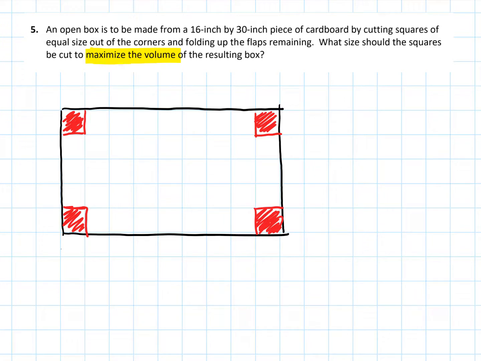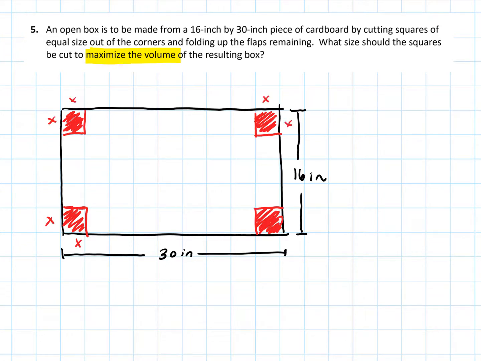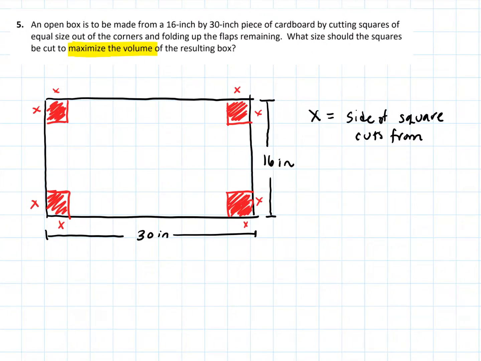So first of all, this piece of cardboard that we're going to use to make the box is 30 inches wide and a height of 16 inches in this direction, based on the way I drew it. And we're going to make these little cuts. And so this length that we're going to cut right here, I'm going to call X. So out of each corner, I am going to cut X. So getting myself started defining some variables here. X is going to be equal to the side of the square cuts from the corners.